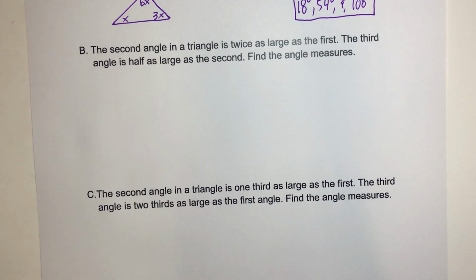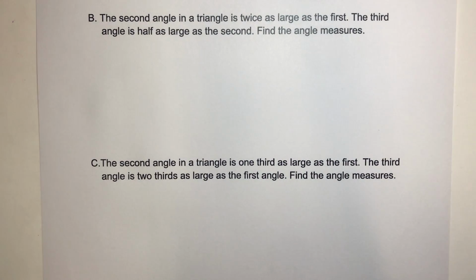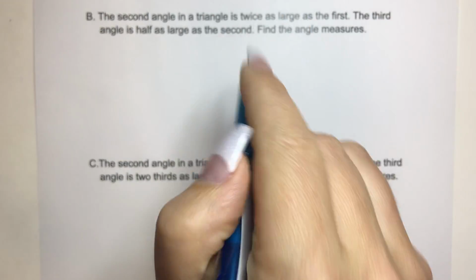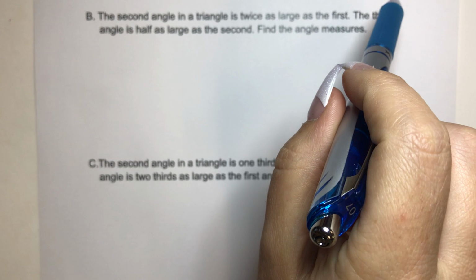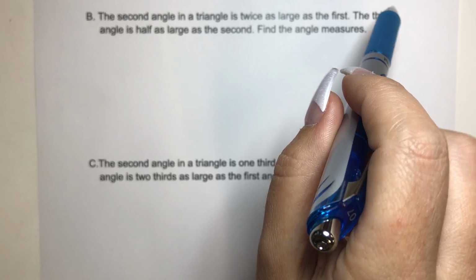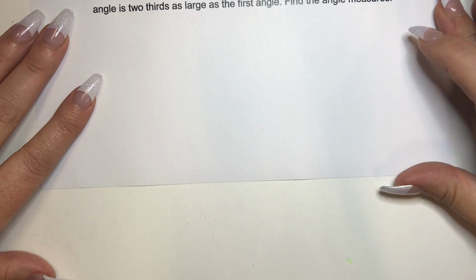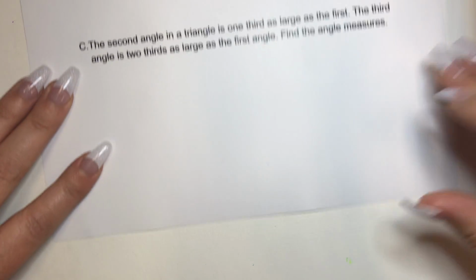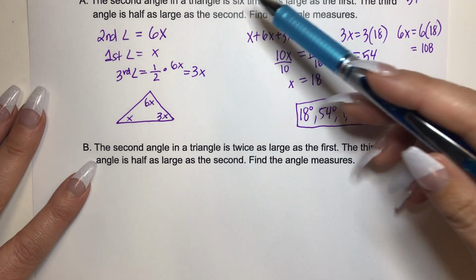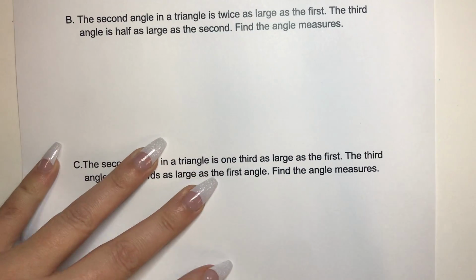All right, let's go ahead and try B. B says the second angle in a triangle is twice as large as the first. Okay, this one is exactly like this one. Okay, forget B, let's go to C. Oh, wait, no, it's different. My bad. It is different, it's twice. This was 6 times. Okay, never mind, we are doing B. We can do B, no problem.